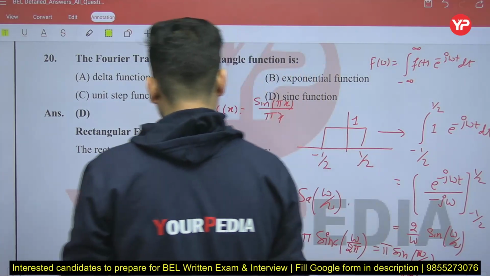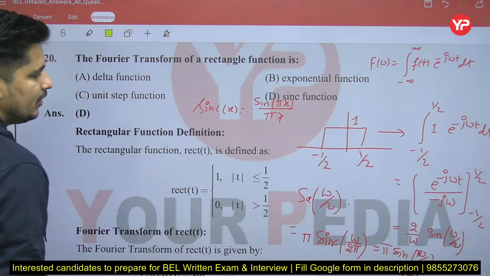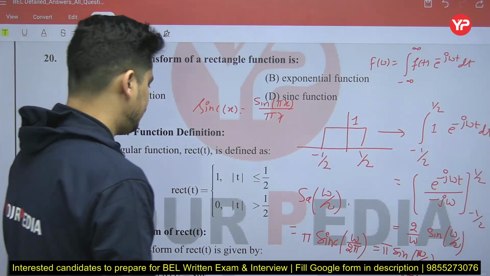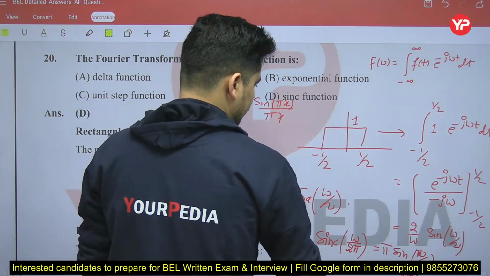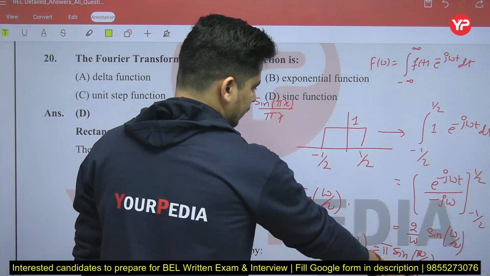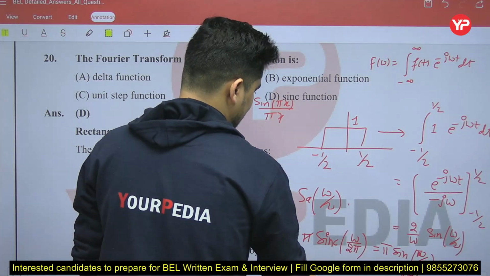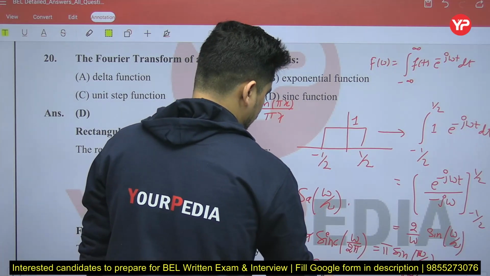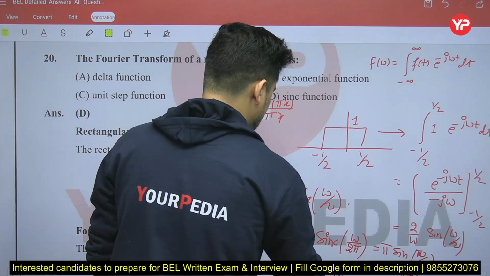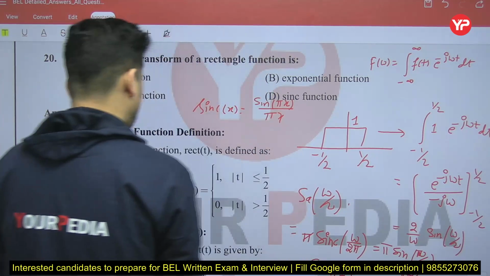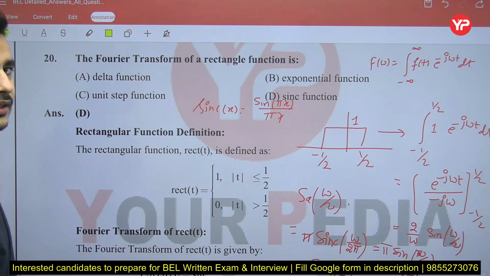If you are going for the omega domain, if you are going for the f domain, omega is equal to 2 pi f, which will be cancelled out, and this pi will also be eliminated from the below one. So it will be sinc of f. So in the f domain, that will be sinc of f.